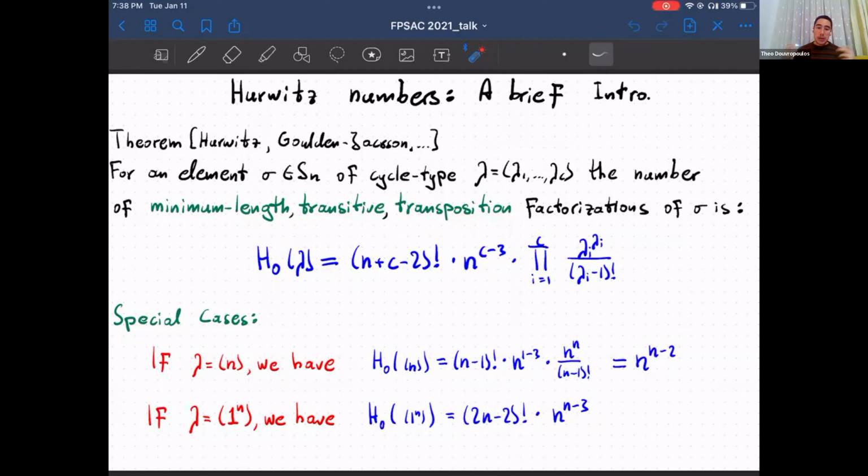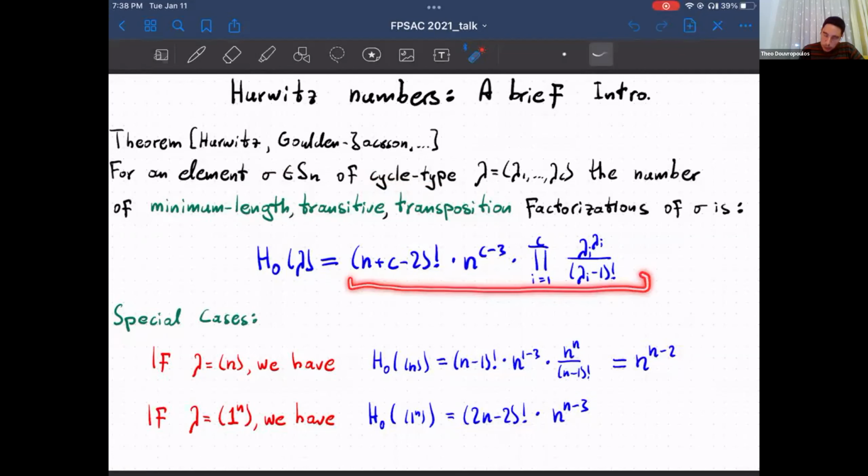Right? So there is a really cool theorem that goes back to Hurwitz at the end of the 19th century. And it says that the number of those things is very nice. It's a nice product formula. So it depends on the cycle type of the permutation. That's reasonable. And check this out.